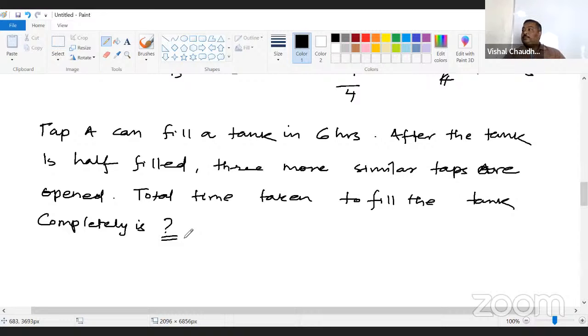Thank you, Mitali, for answering. Thank you, Chetan, and thank you, Monica. Please attempt this question. Tap A can fill a tank in 6 hours. After the tank is half filled, 3 more similar taps are opened. Total time taken to fill the tank completely is. Attempt करें सभी लोग.